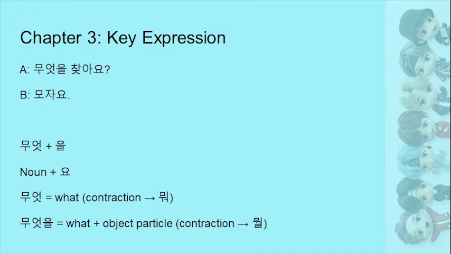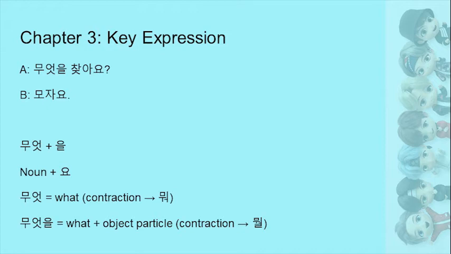And then in the response, the person says 모자요. That noun plus 요 is just a polite way to say a simple answer of a noun. You can just tack yo onto the end of it. So if someone says, what are you looking for? You're not just going to say hat in Korean. You're going to say hat plus yo to make it nice, to make it more polite.